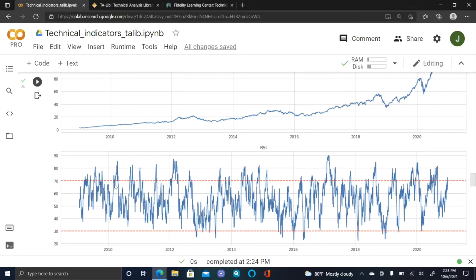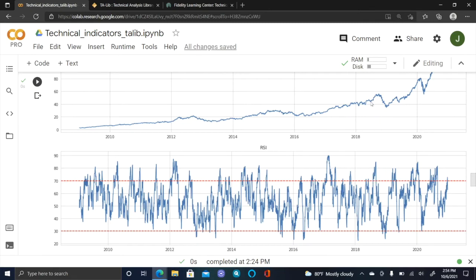So in this case, because it's kind of an arbitrary bound, you might consider moving it to 80, just to make it happen less often. And therefore, if it happens less often, the thought is that it'll probably be more indicative. So let's look at this one right here. It goes above 70, or even above 80 if we had moved it up there, which means it's overbought, and we would expect the price to take a tumble right after that.